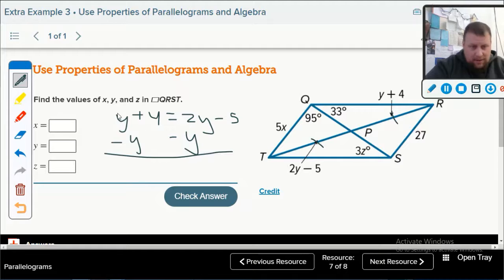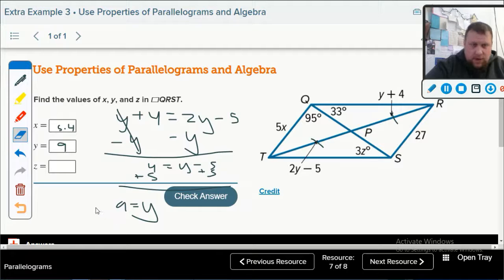Boom, what do I get? 4 equals y minus 5. Add 5 to both sides. And I get 9 equals y. So we have x is 5.4, y is 9, and last is going to be z, okay?